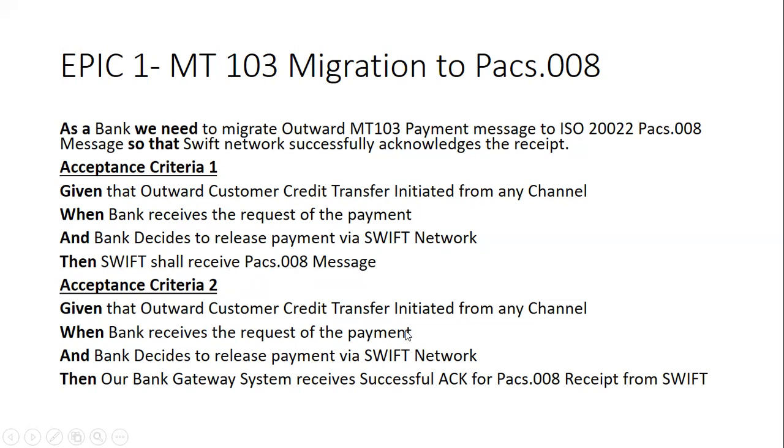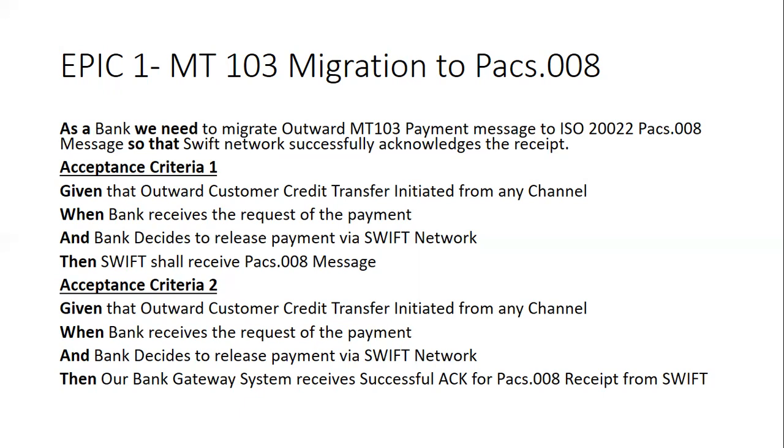So this is the first acceptance criteria, which says that from the bank, if the outward payment transfer goes via any channel, then bank receives the payment request and the bank decides to send it via Swift network, because the payment initiated from the bank can be sent to any of the networks, whether Swift network or the local payment network or some other network like SEPA network and all, right? But it decides to go for the Swift network because of some internal setup, and when it does, then the Swift shall receive the pacs.008 message is what the first acceptance criteria says.